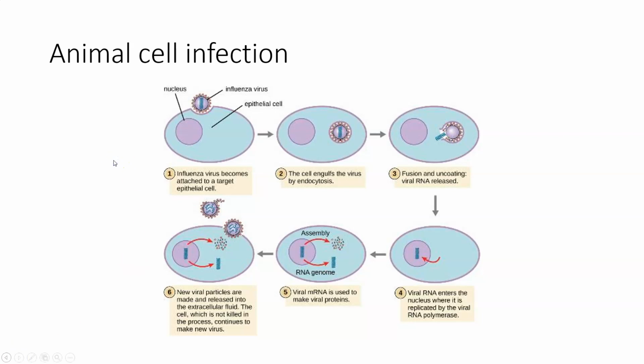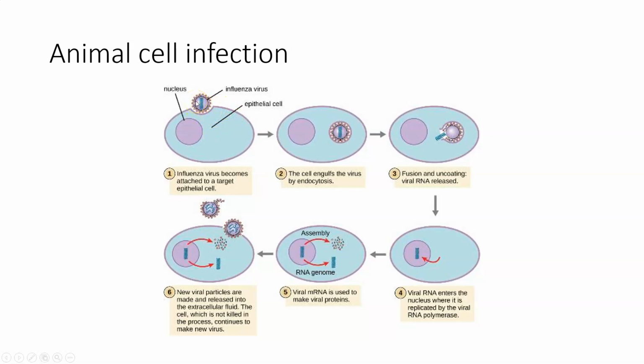Animal cells being infected by viruses work a little bit different from how phages can do it. First off, when a bacterial cell gets infected by a phage, the whole thing doesn't enter the cell, only the genome enters the cell. But when it comes to an animal cell, usually the whole virus is going to go ahead and enter the cell, the capsid and all. And so you can see that happening up here.